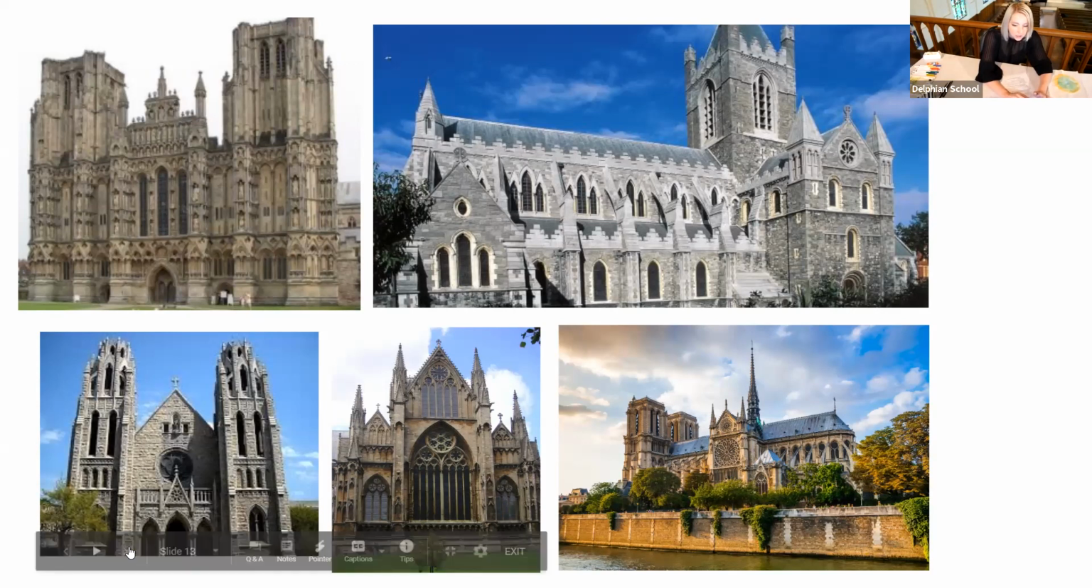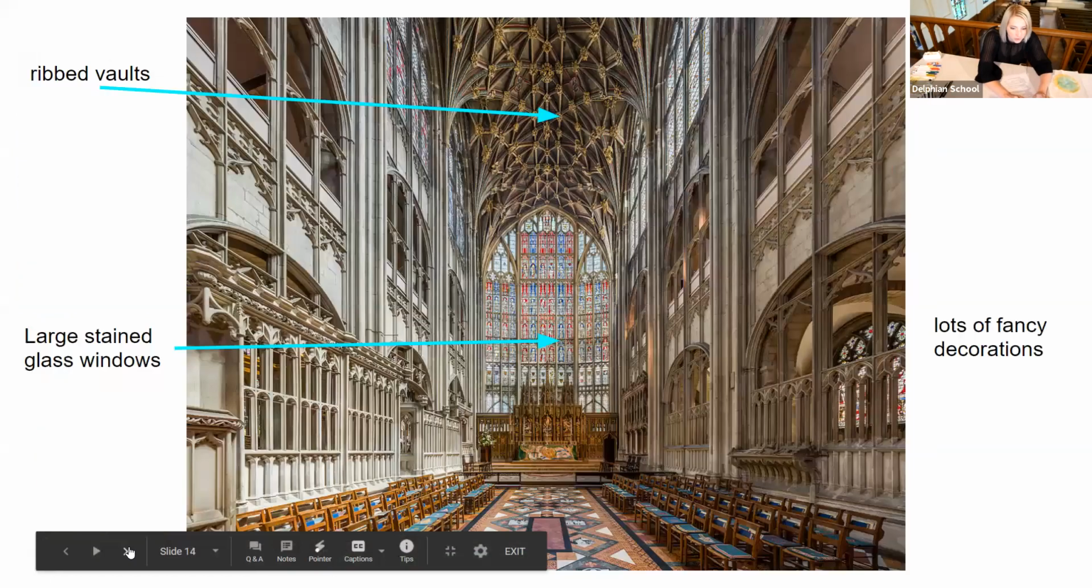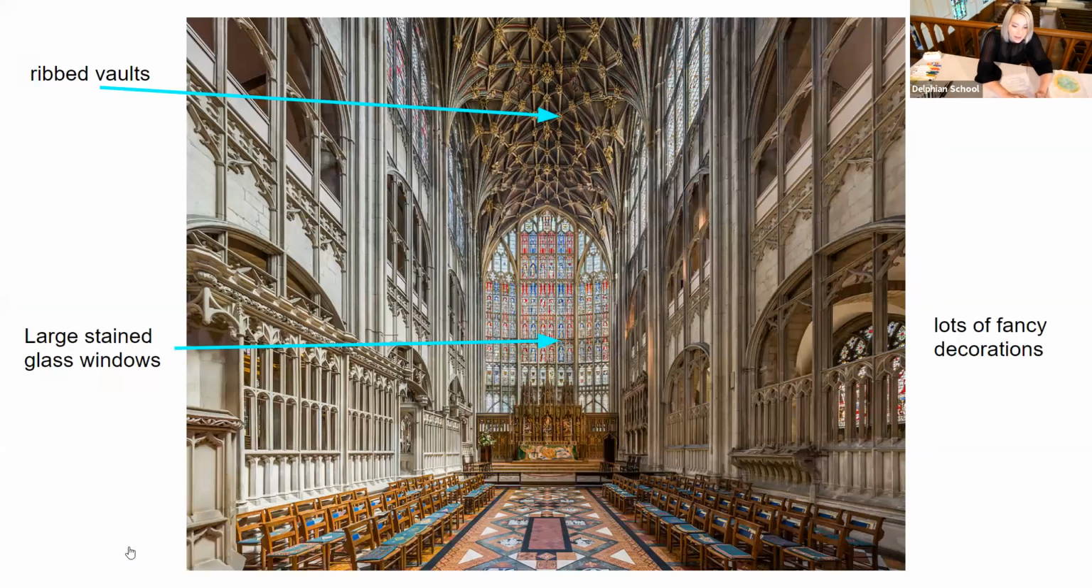And here is what makes up Gothic architecture. They have these things called ribbed vaults. A vault is like a big domed ceiling made up of a bunch of arches. This vault in this picture has lots of ribs. It's got all these lines going and all these support beams. So that's called a ribbed vault.